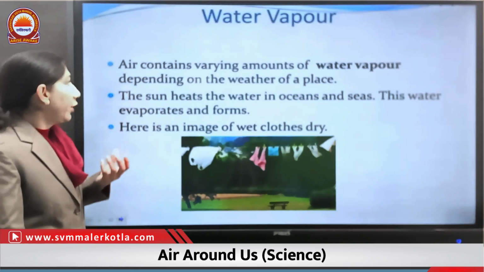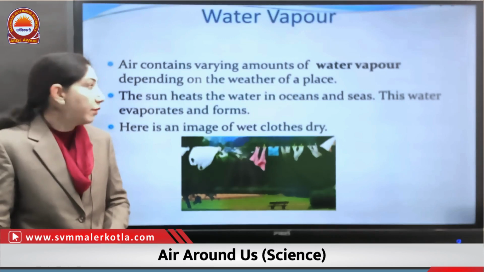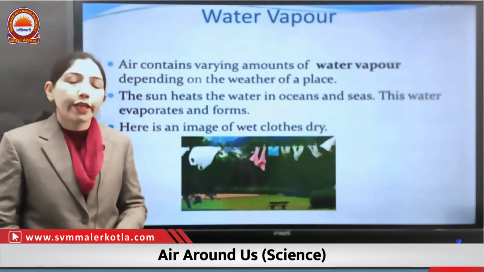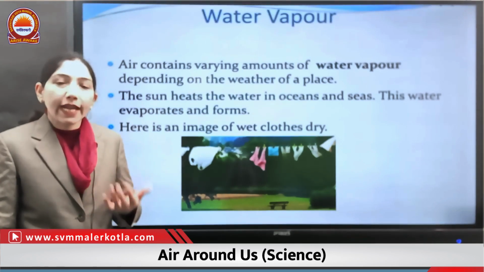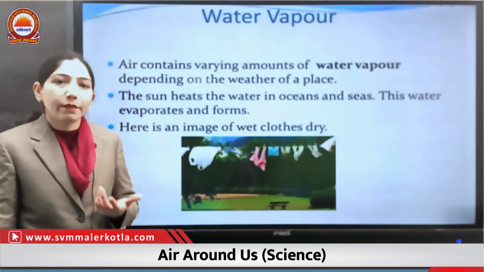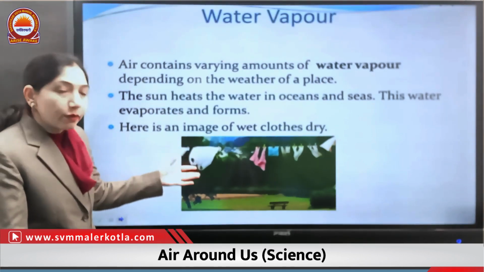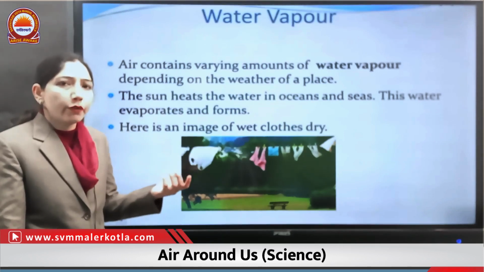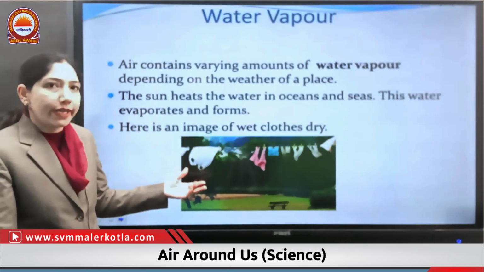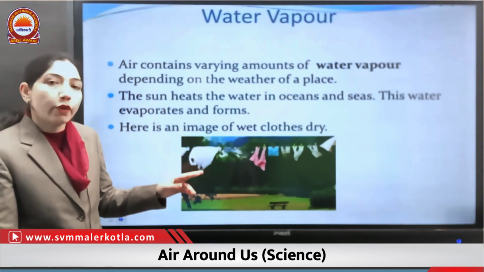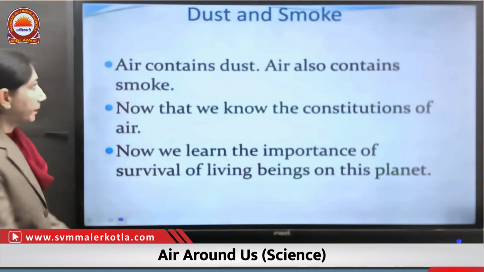Water vapors. We know air contains varying amounts of water vapor depending upon the weather of a place. The sun heats the water in the oceans, seas, rivers, lakes, and that water evaporates and changes into water vapor by the process of evaporation. Like we can see in that image, wet clothes contain some amount of water, and after some time in the heat of the sun we can see that the clothes dry because that water converts into water vapor by heating. That is by the process of evaporation.